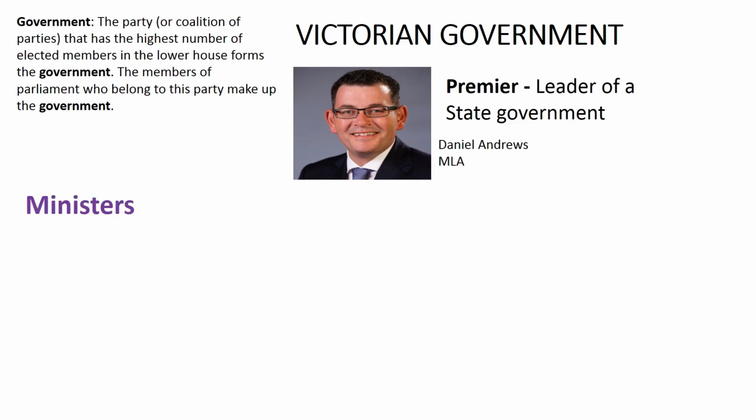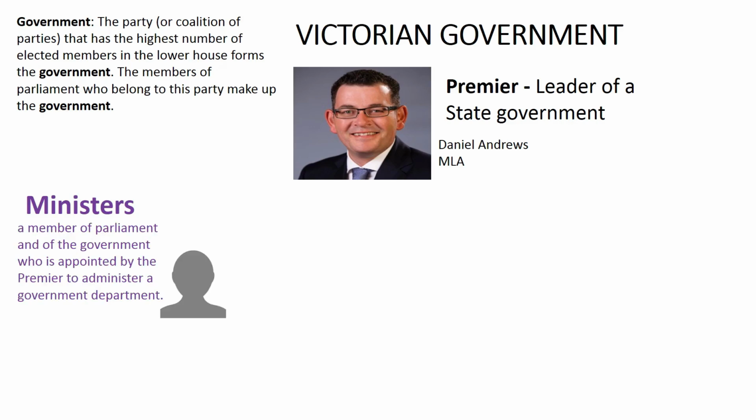These people are called ministers, and we've already come across the definition of ministers at the federal level, where we said that at the federal level, a minister is a member of Parliament and of the government who's appointed by the Prime Minister to administer a government department. Well, I want you to find the term minister in your vocabulary sheet again, and this time I want you to add to that definition that at the state level, a minister is a member of Parliament and of the government who is appointed by the Premier to administer a government department.